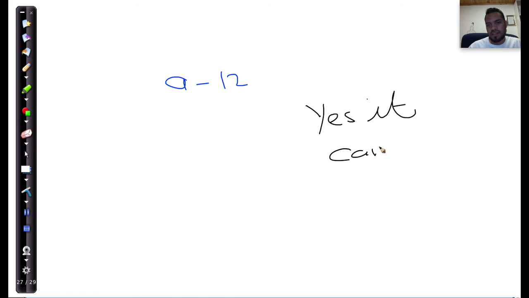But let's use another example. Let's say, what about a minus 12? Can this factorize into a difference of squares? Now the reality is, yes, it can factorize into a difference of squares. Because all I really need is two terms that are separated by a minus sign in order for it to work. And so let's see how is this true, because it's a minus 12.